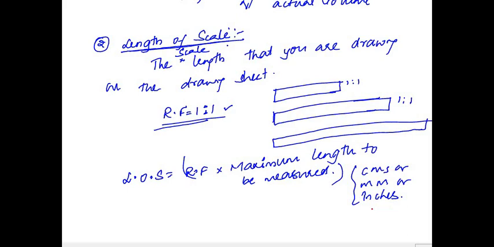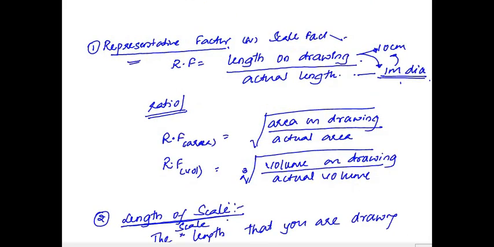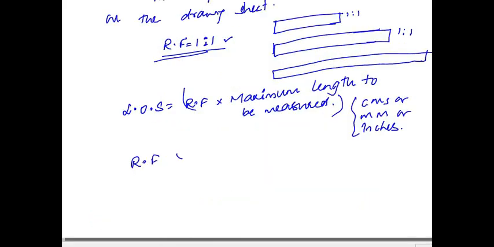So please remember these two: representative factor and length of scale. For any given problem in scales, first you have to find out RF and then you have to find out length of scale. Sometimes these will be directly given, sometimes you will have to calculate them. Only after that you will be able to construct the scale, right? To get the length of the scale, we need the representative factor. Once we calculate these two, then we can go for the construction.